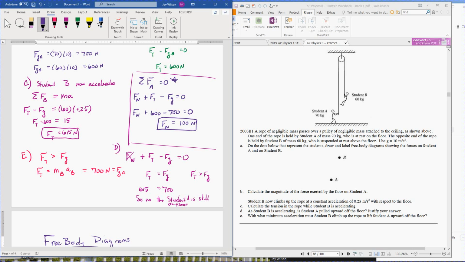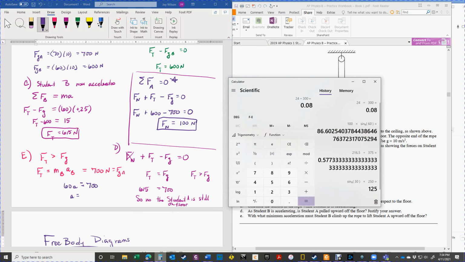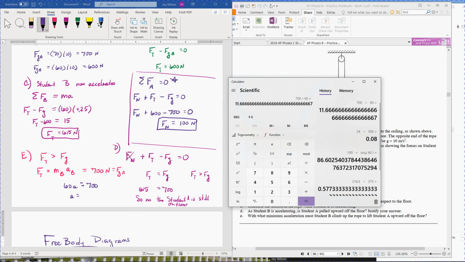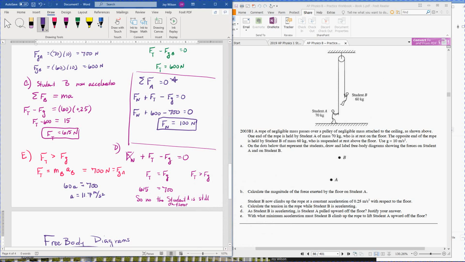So what do we get? 60 times a equals 700. So a would need to equal, let me pull out my calculator, 700 divided by 60. So a student would have to climb up the rope with 11.7 meters per second squared to be able to lift student A off the floor. Seems a little high, doesn't it? Let's go back and check something.